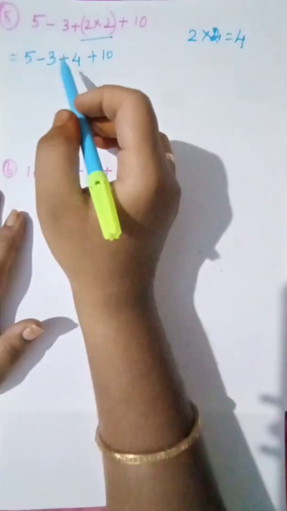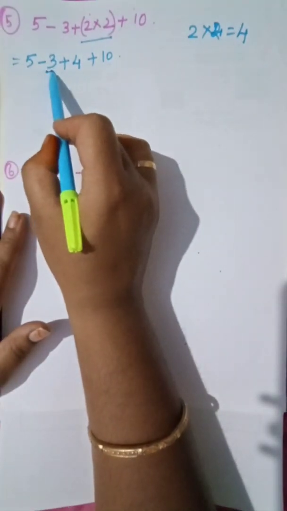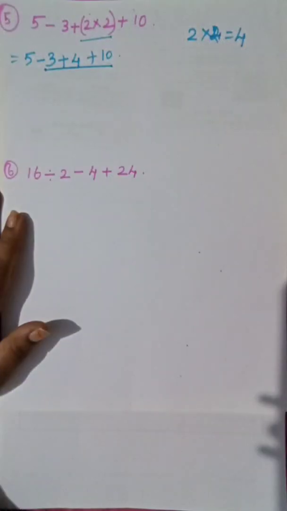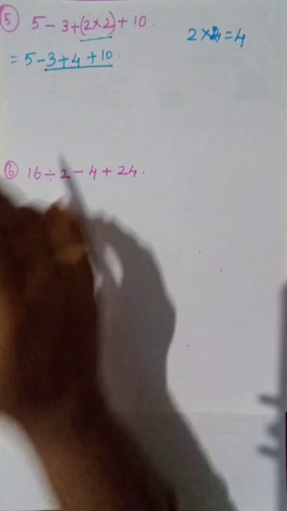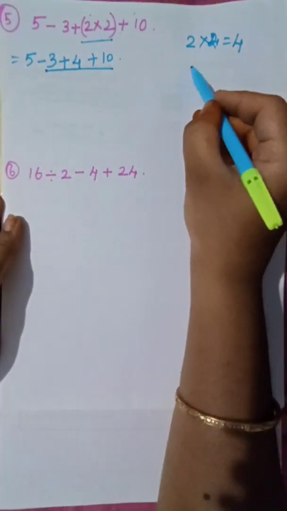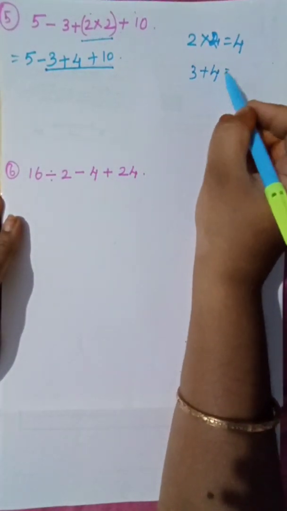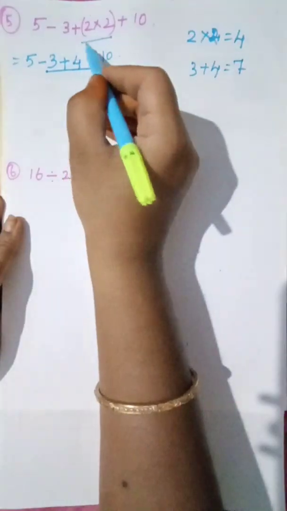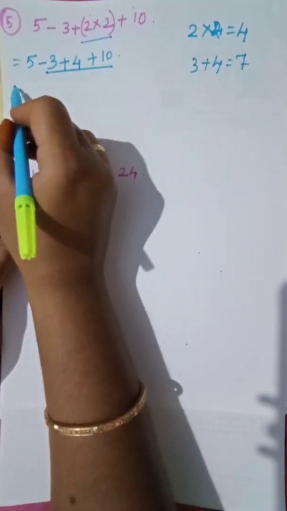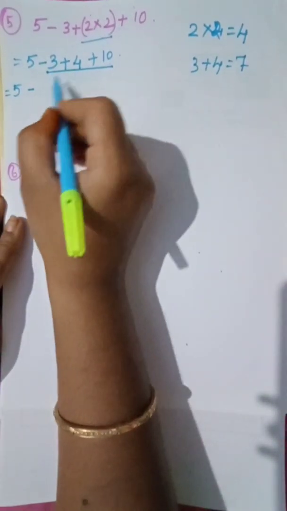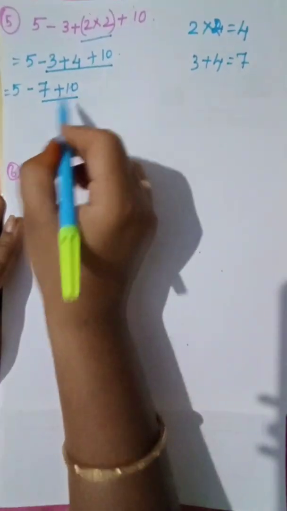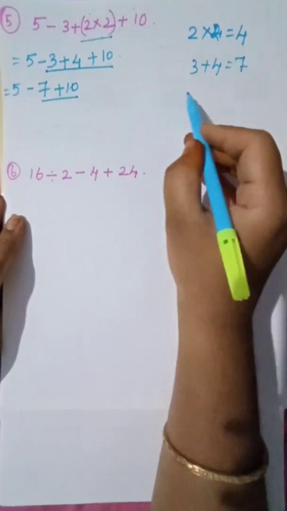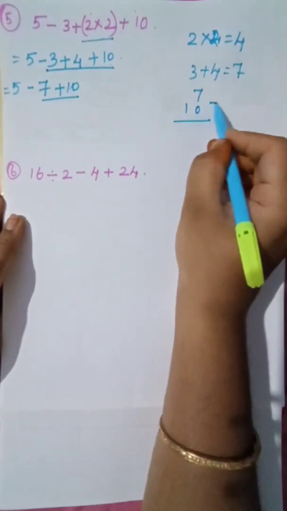So see here, these 3 we have to add. Yes or no? Yes. So what do we have to do here? 3 plus 4 is what? 3 plus 4 is 7. Okay, 7, just write it. That is 5 minus 3 plus 4 is 7. The remaining is plus 10, so there is another addition symbol also here. So 7 plus 10 is what?